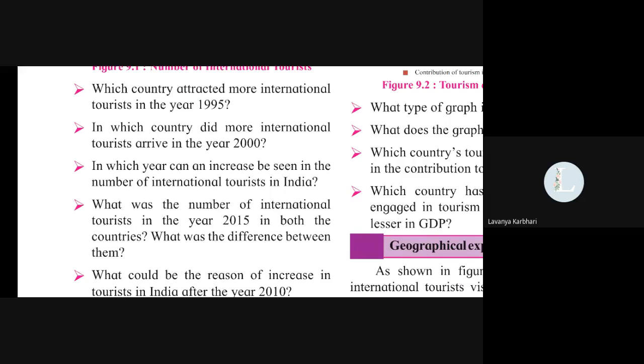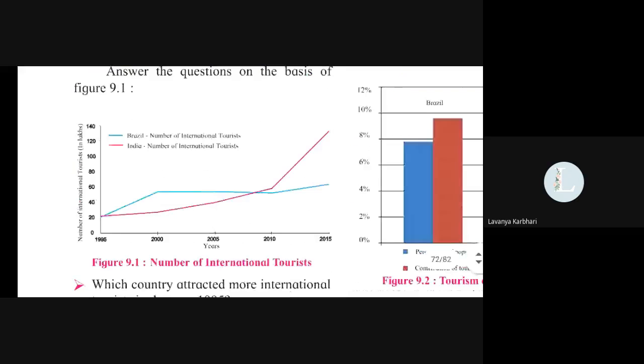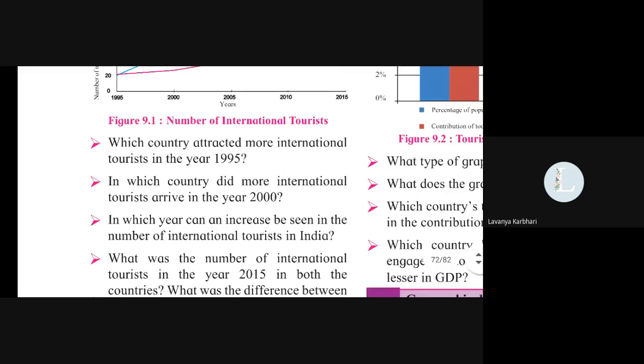So in 2015 you can easily see almost 130 to 140 lakh for India. So 130 to 140 lakh people come to India as foreigners for tourism, and for Brazil it was 60 lakh. So it was about 80 lakh of difference. Okay, 80 lakh more people come to India than to Brazil.